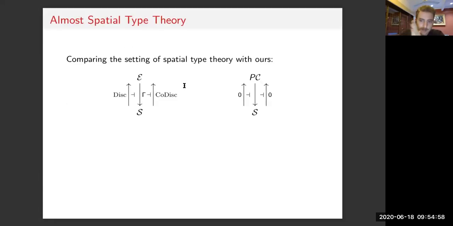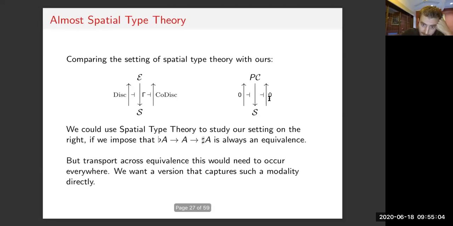The semantic setting that we're interested in is very similar. We also have an adjoint triple. The difference is that the adjoints on the left and the right are the same, meaning that the flat and the sharp end up being the same operation. And if we wanted, we could use spatial type theory to study these settings of parameterized families, because we could add an axiom that forces those two operations to be the same. For example, we could assert that for any type A, the co-unit map of flat followed by the unit map of sharp is always an equivalence.